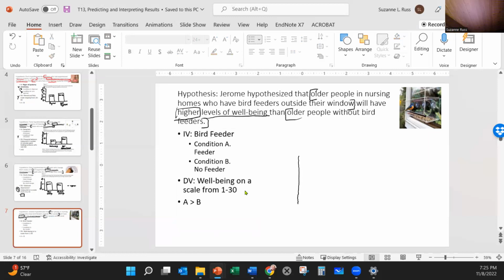On the y-axis, we're always going to put our dependent variable. And so let's write well-being. And we have a scale from 1 to 30. So let's go our 1 here, our 30 here, and we'll put 10 and 20. On our x-axis, we'll have our two conditions. We'll have feeder. And any questions we can clarify, of course, when we write our title. And no feeder. We know that A is going to be greater than B.